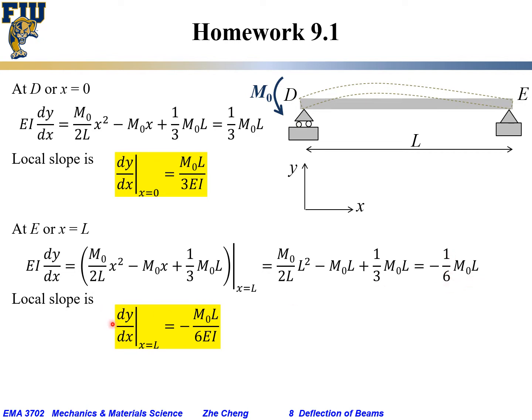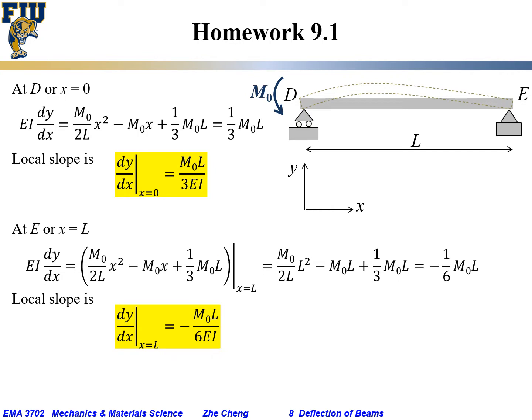So the local slope dy over dx would be minus 1 over 6 m0 L divided by EI, and this is our final answer. Slope at the D end, x equals 0, and at the E end, x equals L.